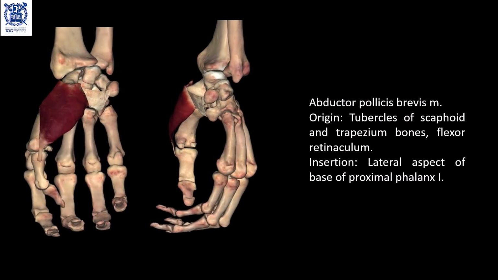Abductor pollicis brevis muscle. Origin. Tubercle of scaphoid and trapezium bones and flexor retinaculum. Insertion. Lateral aspect of base of the first proximal phalanx. These three muscles, that is to say, the opponens pollicis, flexor pollicis brevis and abductor pollicis brevis, are called the thenar muscles among lateral volar muscles.